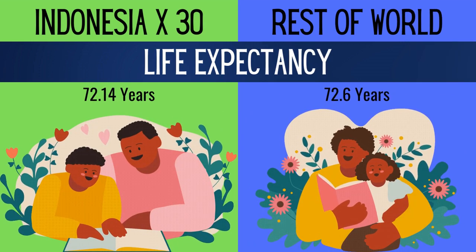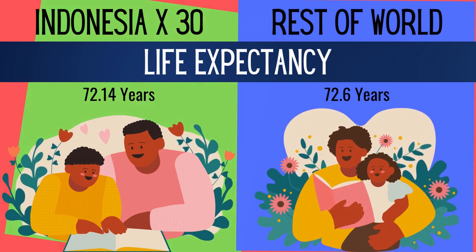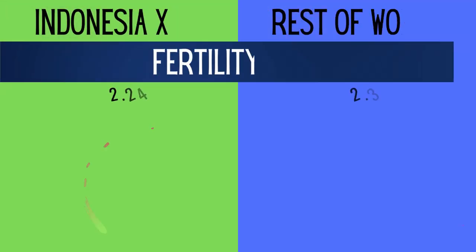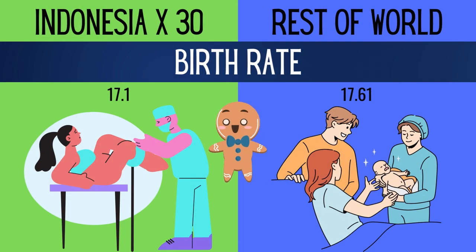Life expectancy of Indonesia is 72 years, and it's 72 years in rest of the world. Median age of Indonesia is 29 years, and it's 30 years in rest of the world. Fertility rate of Indonesia is 2.2 birth per woman, and it's 2.3 birth per woman in rest of the world. Birth rate of Indonesia is 17.1, and it's 17.6 in rest of the world.